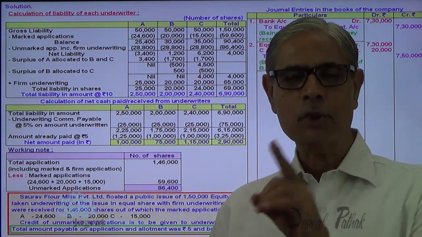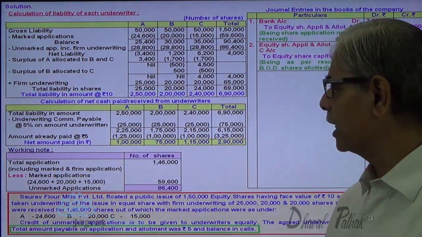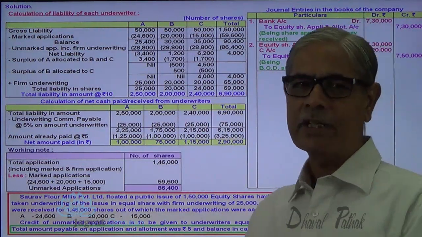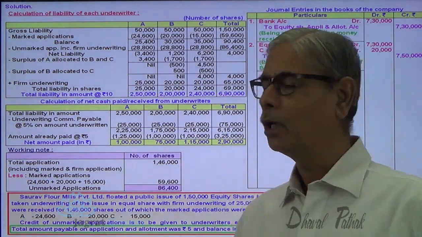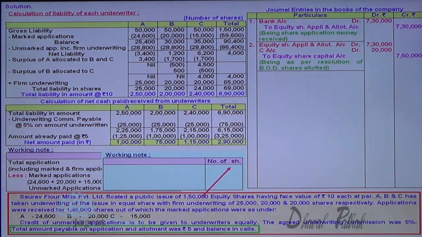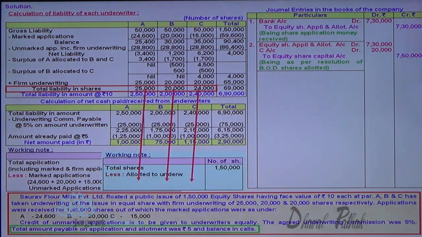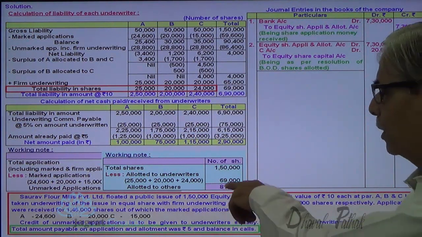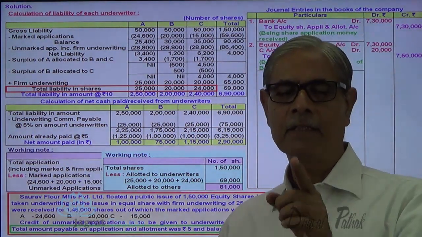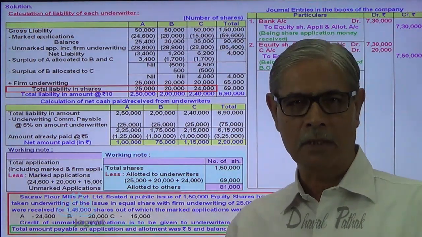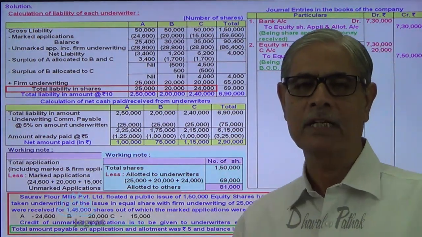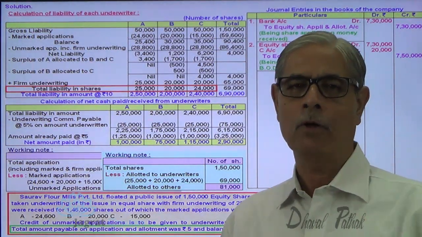Now, out of this total allotment of 1,50,000 shares, 69,000 shares are allotted to the underwriters and the remaining shares are allotted to the other allottees. Let me work out the number. Total issue 1,50,000 shares. Number of shares allotted to underwriters 69,000. So allotted to others 81,000. Now 81,000 into 5. That is the amount of final call to be demanded from the others. And on 69,000 shares, the final call demand is to be made from underwriters.